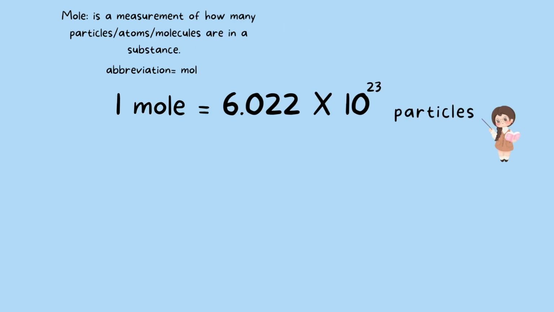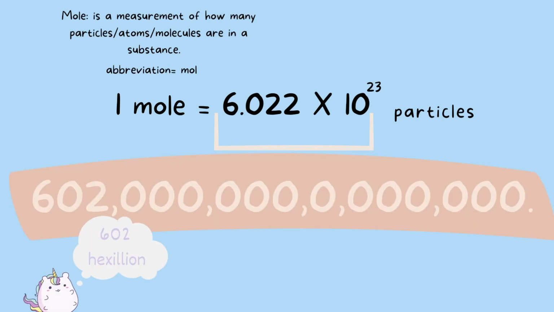1 mole is equivalent to exactly 6.022 times 10 to the 23rd particles. This number is, of course, in scientific notation. If we expand it out, the number would be gigantic. It actually would equal 602 hexillion. But because working with such a large number with so many zeros would be impossible, we condense it and say 6.022 times 10 to the 23rd, and it makes it much more manageable to work with.